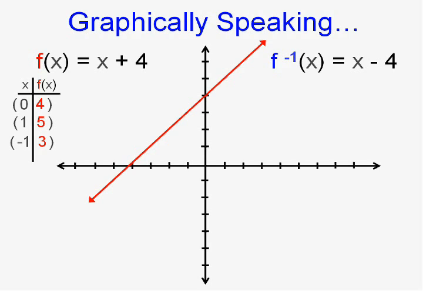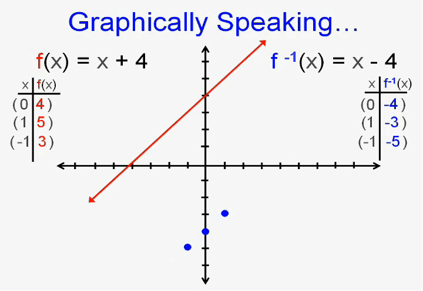Now if I do the inverse function, I'll try the same 3 points, 0, 1, and negative 1. I get 0, negative 4, 1, negative 3, and negative 1, negative 5. And if I graph those, they also line up, and the inverse function in blue graphs right there.